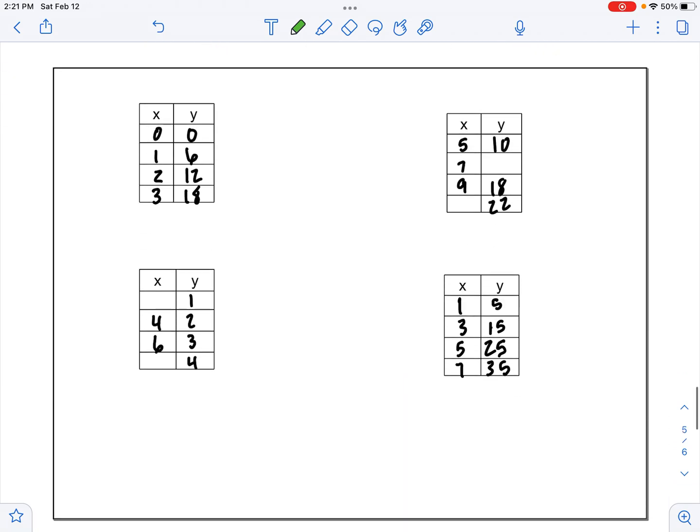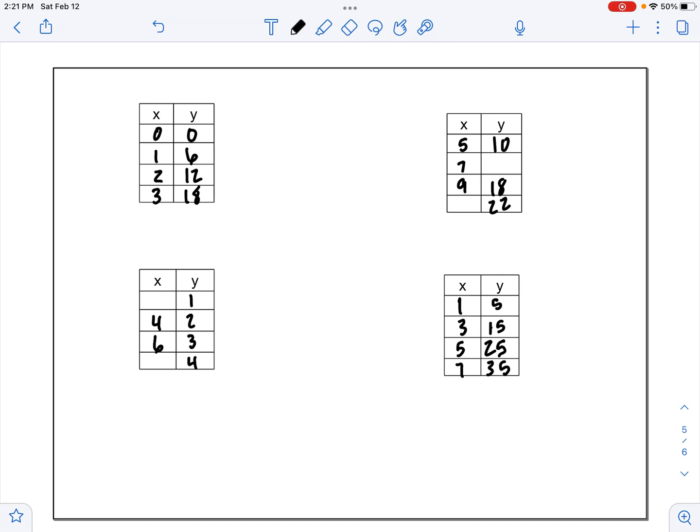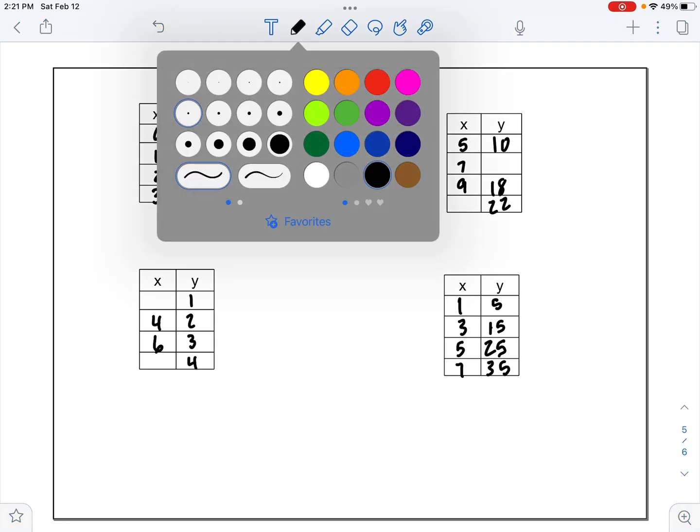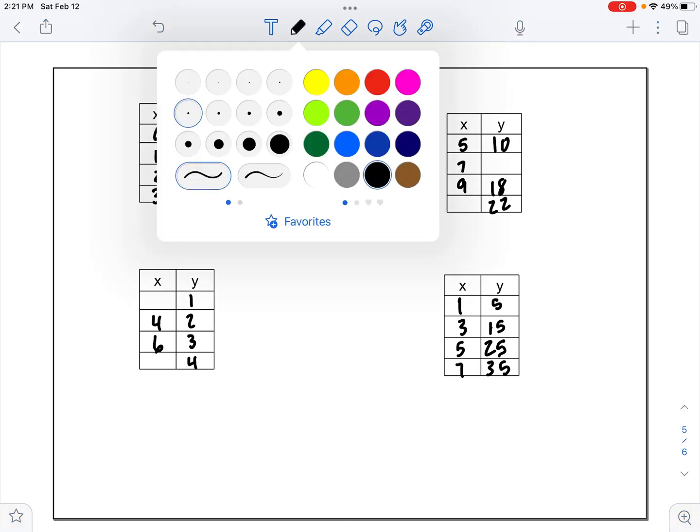Let's come to this next one. Just do a couple more. So what did I do here? So what did I do? This one, what did I do each time? Looks like I multiplied by 6. So because I did times 6, that becomes my k value. So y equals 6x.